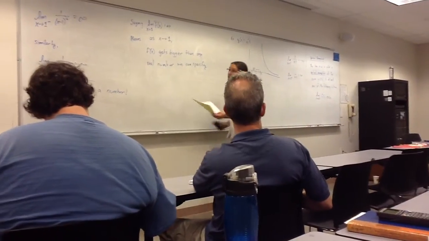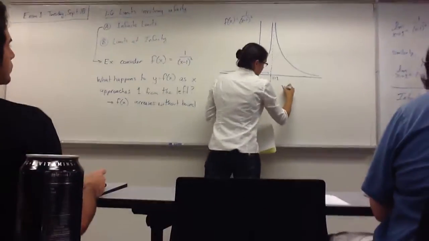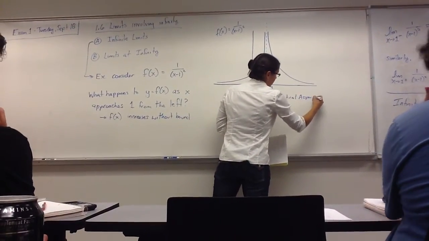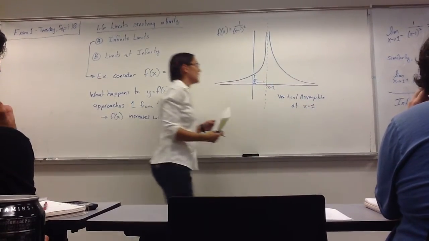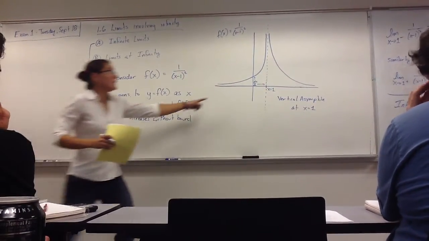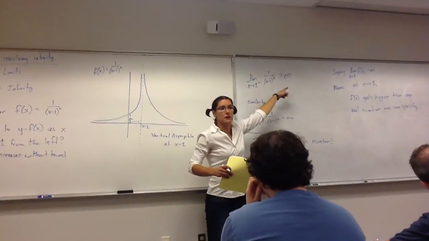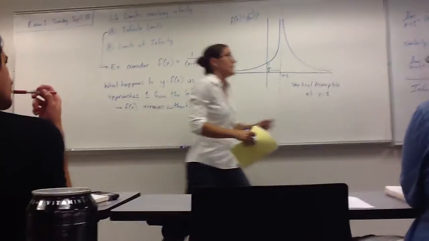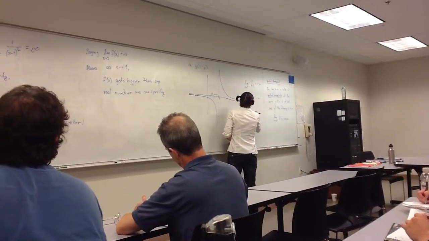All right, so here are our examples. Here we've got a vertical asymptote here, this guy. And a vertical asymptote at x is equal to 1 because the limit as x approaches 1 from the left of 1 over x minus 1 squared is equal to infinity. Also because the limit from the right is equal to infinity. And our example over here, we have a vertical asymptote at x is equal to 3.